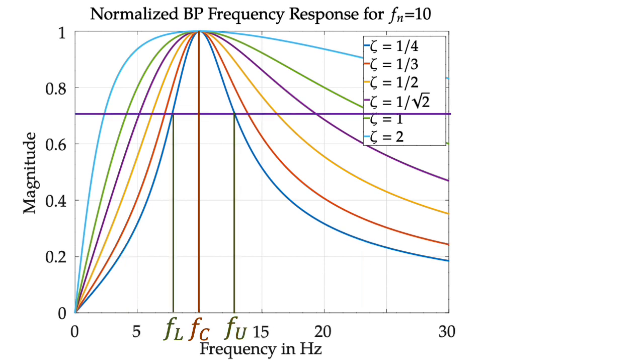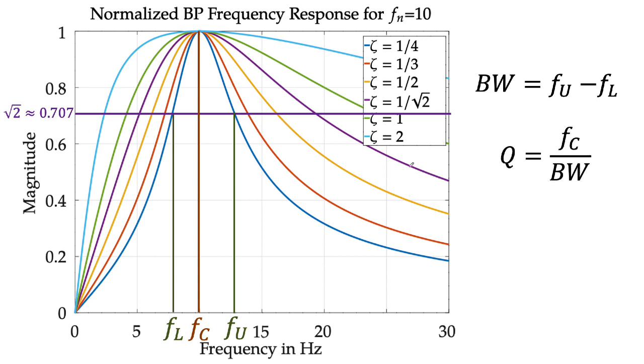So let's dig a bit deeper into the definition of Q. Here, I'm not just drawing any old horizontal cut. I'm drawing the cut at square root of 2.707. So that's the half power cutoff point. Now, let me define a bandwidth as being the f sub u minus f sub l, but not just any old upper frequency and lower frequency, particularly for this half power point. Then it turns out that Q is equal to this max frequency divided by the bandwidth. Or equivalently, the bandwidth is the max frequency divided by Q.